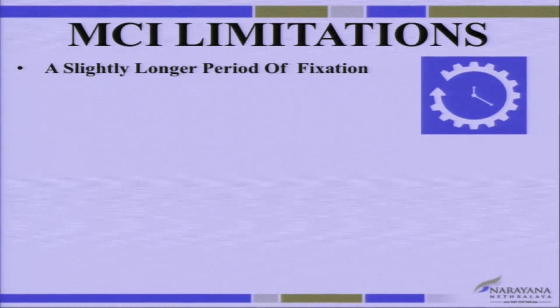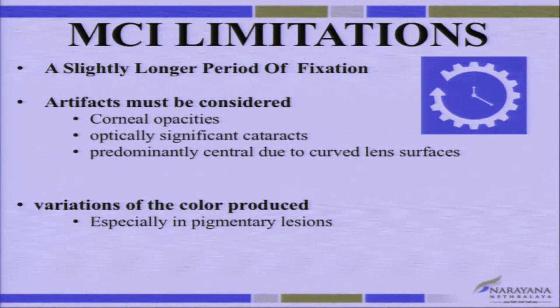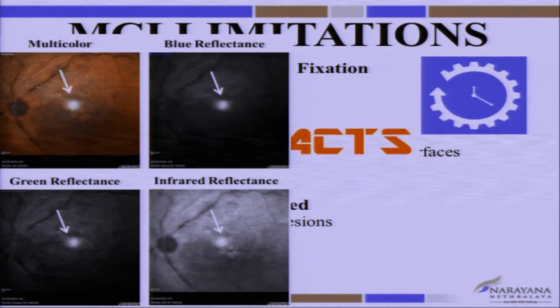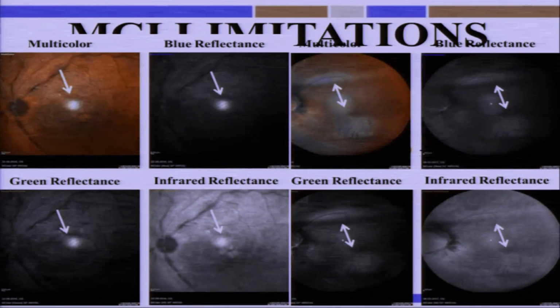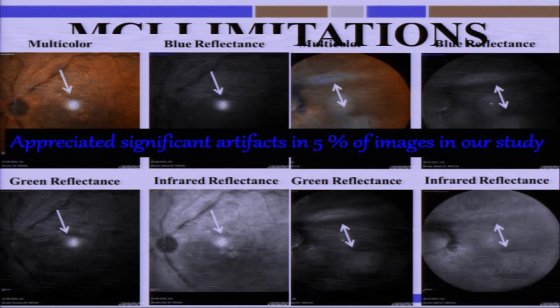However, it has the following limitations: a slightly longer period of fixation when compared to color fundus photography. It is more prone to artifacts due to corneal opacities, significant cataracts, and improper alignment of the lens. This is a multicolor image showing a brighter spot at the macula, due to artifact because of dense cataract. And this is a multicolor image showing artifacts due to improper alignment of the lens. We appreciated significant artifacts in 5% of images in our study.